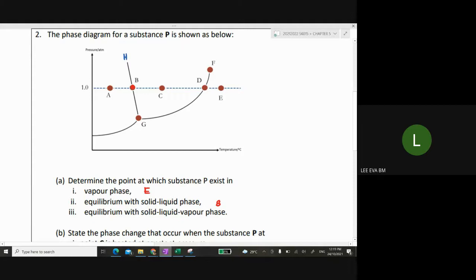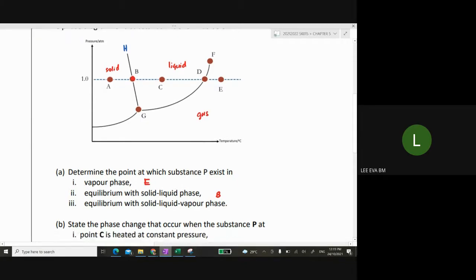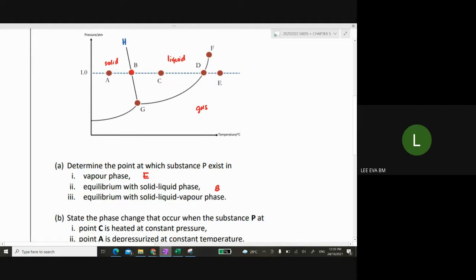If you can't recognize the regions, it will be good to label them before you start answering. So we have solid, liquid, and gas phase. How about A3, in equilibrium with solid, liquid, and vapor phase? Which point? G. And it is called the triple point.